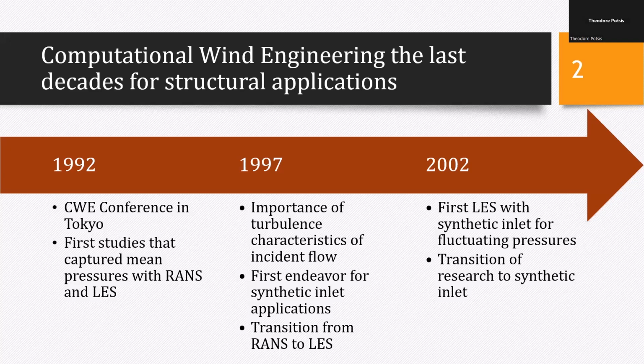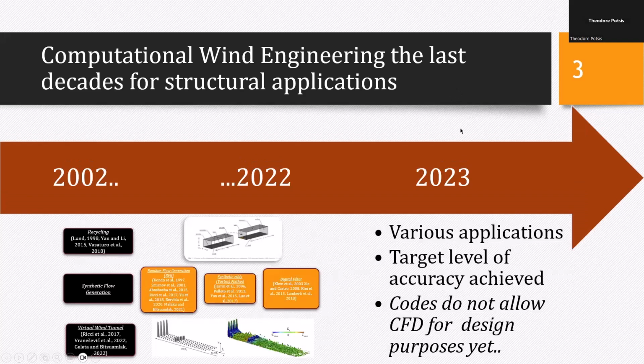Going forward to 2002, we have the first LES studies with synthetic inlets for fluctuating pressures on building envelopes. At that time, we also see the transition of research to synthetic inlets. We can mention that for the next 2 decades, from 2002 until 2022, we have this research blooming, and we have basically 3 main approaches of how to properly define the inlet conditions to include the proper turbulence features to interact with the building. We can divide them into recycling techniques, synthetic flow generator techniques, and the virtual wind tunnel approach.